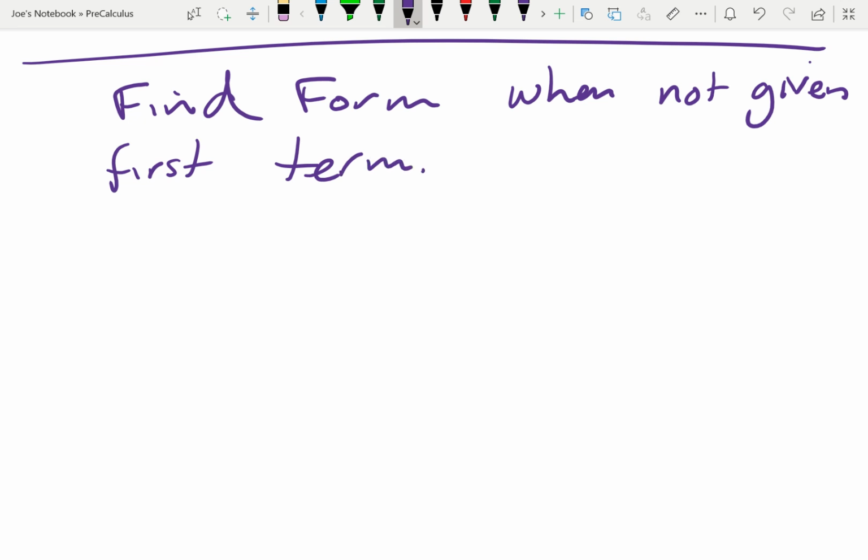So what do I mean by that? Let's say I say A sub 7 is equal to 5, and let's say A sub 11 is equal to 17. And I said, write the formula of that.